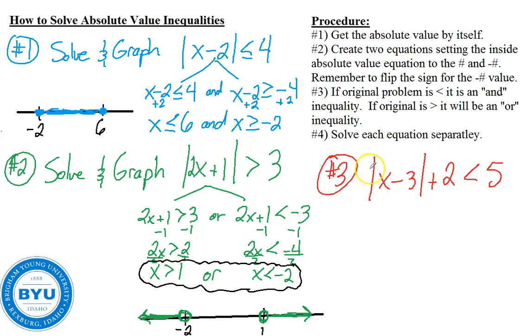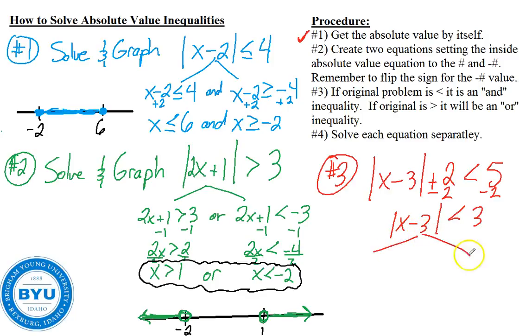Okay. Let's go ahead on number 3 and solve this one. This is a weird one because the absolute value is not by itself. Remember, the very first step is to get the absolute value by itself. So that's what we need to do here. We're going to minus 2 to both sides. And I get x minus 3 is less than 3. Okay, good. Now the absolute value is by itself.